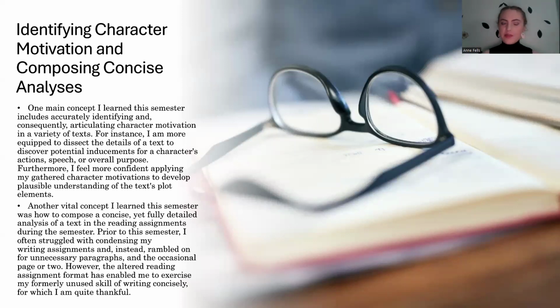Two main concepts that I learned this semester include identifying character motivation and composing concise analyses. For identifying character motivation, I've learned this semester to accurately identify and consequently articulate character motivation in a variety of texts in a more efficient manner. For instance, I'm more equipped to dissect the details of a text to discover the potential motivations or inducements for a character's actions, speech, or overall purpose in the text. And thus, I feel more confident in applying this gathered information to develop a more plausible understanding of the text's plot elements overall.